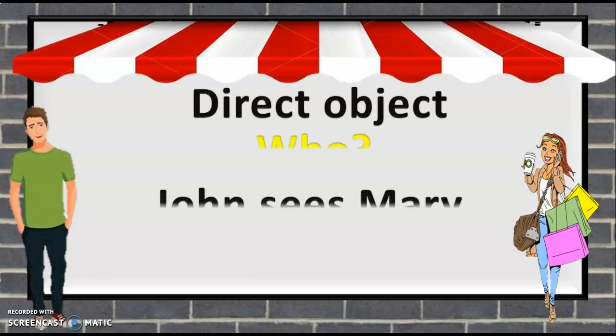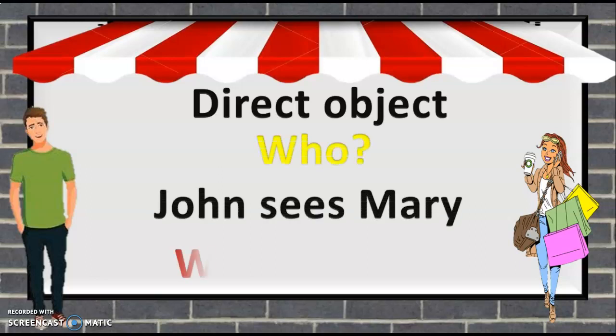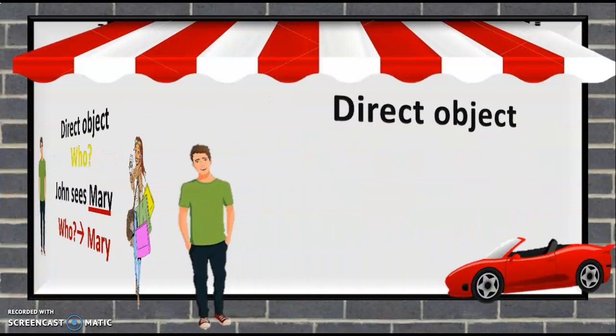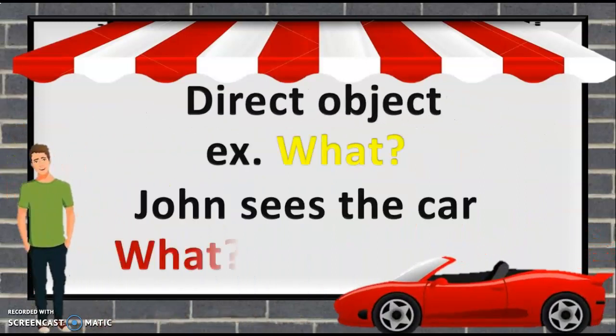In the sentence, John sees Mary. We're asking, who does John see? John sees Mary. So in this case, Mary is the object of the sentence. John is the subject. In English, usually the subject begins the sentence and the object is found at the end of the sentence.